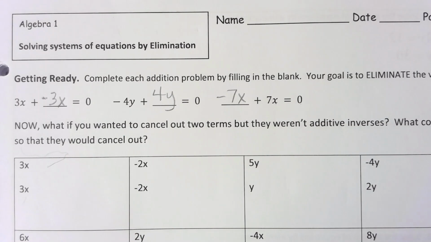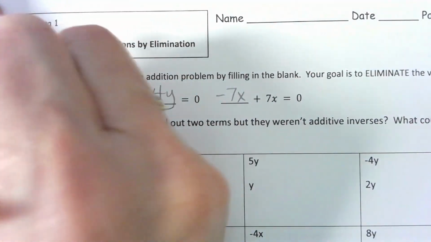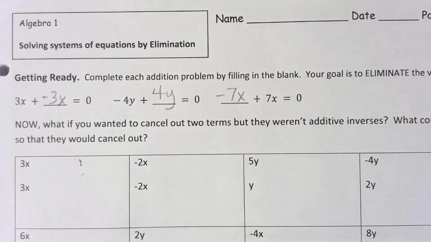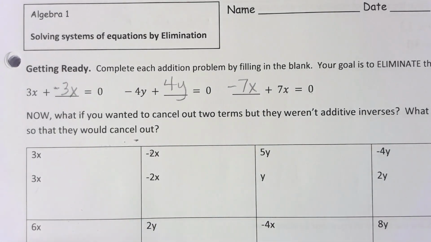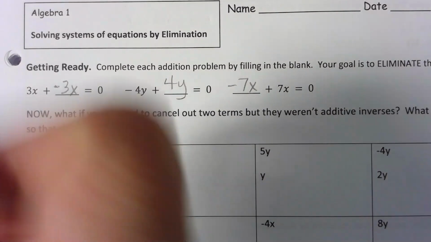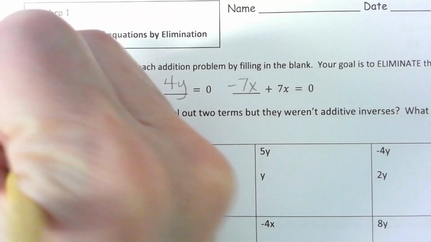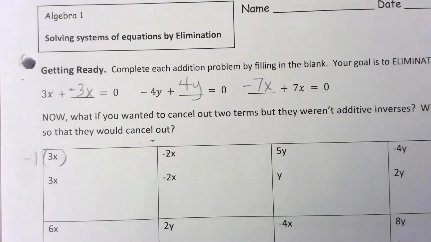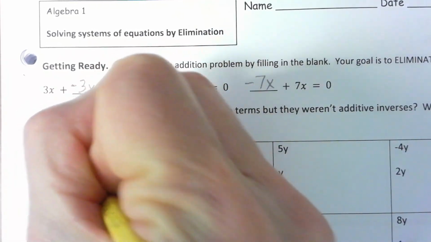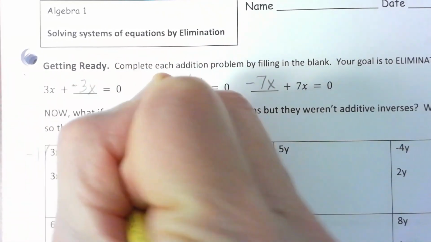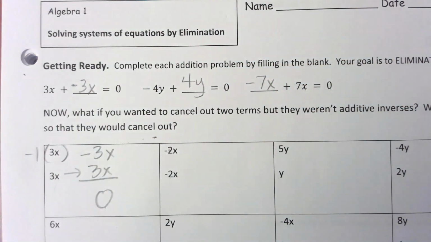Okay. Now, sometimes you're going to see terms that are not opposites, but if you want to cancel them out, you've got to think, if I wanted to cancel out these 3x's, what would I have to do to make that happen? Well, one thing I could do is multiply the first one by negative 1. And then this one would be negative 3x. The second one, I'll just bring it over, is 3x. When you add those together, you get 0.